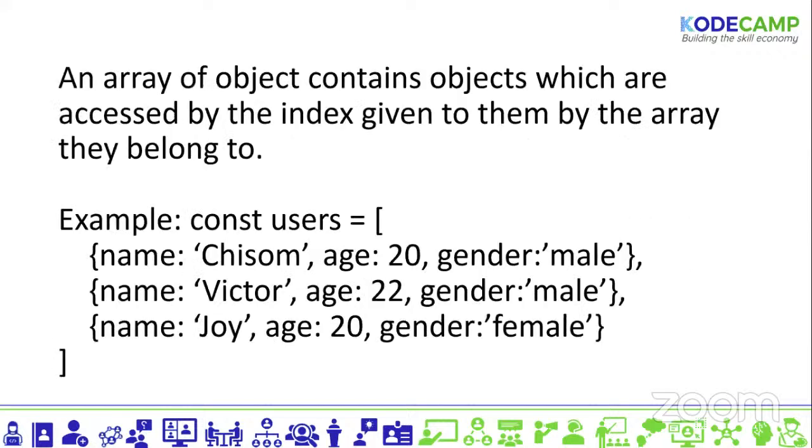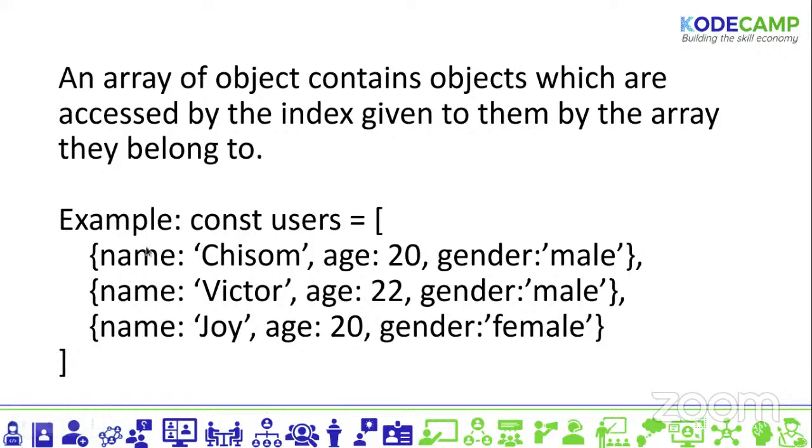Then looking at an array of objects. An array of objects contains objects which are accessed by the index given to them by the array they belong to. So this is an example. We have users as a variable, and we see users as an array. Then that array of users contains each user.